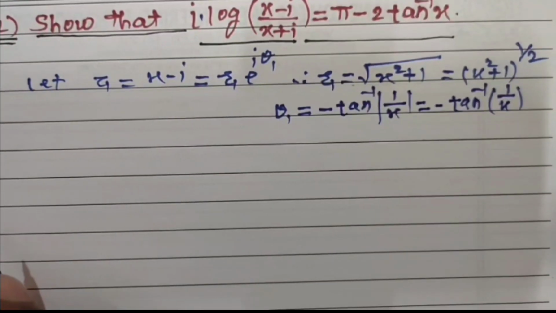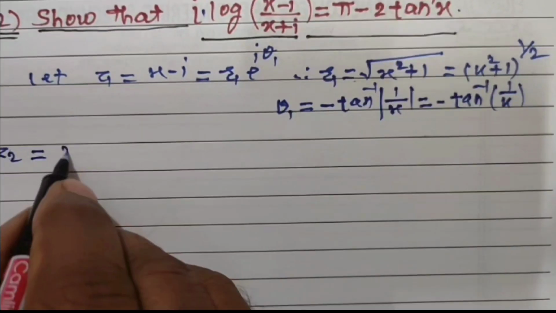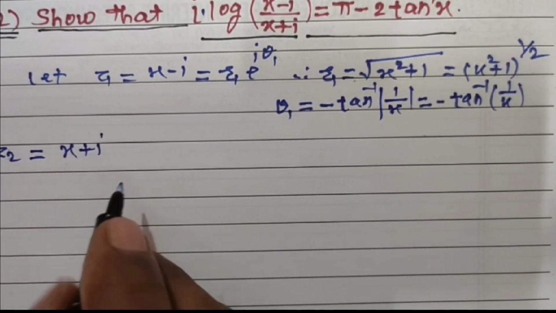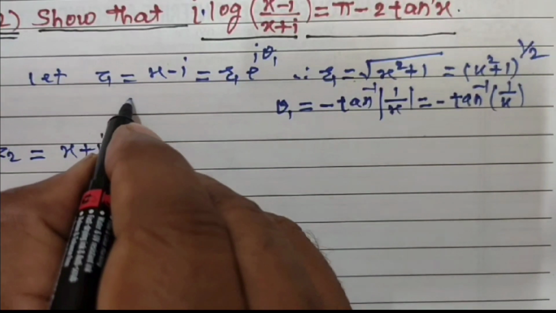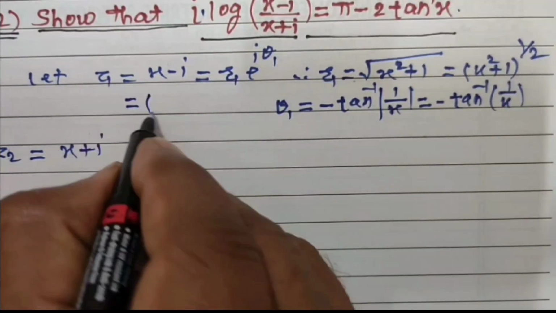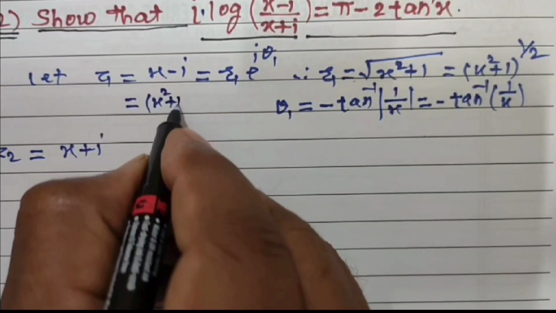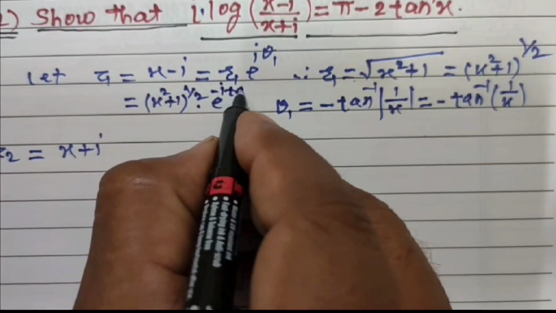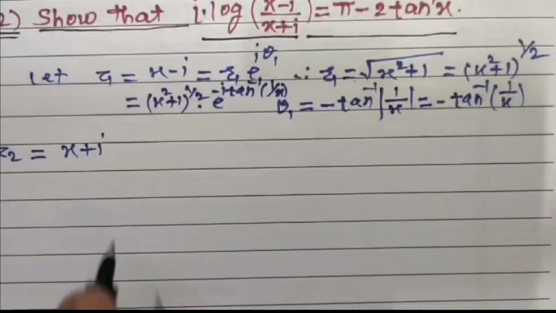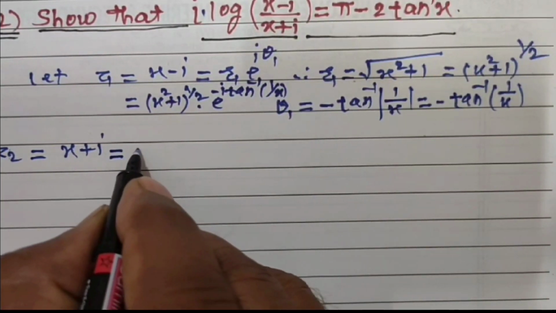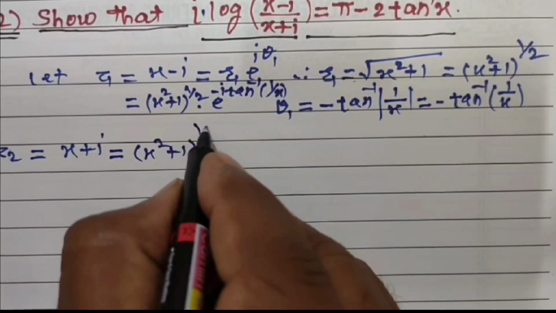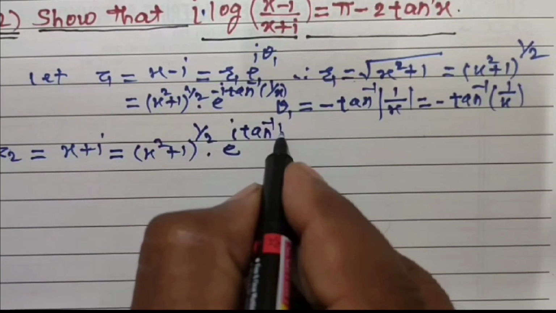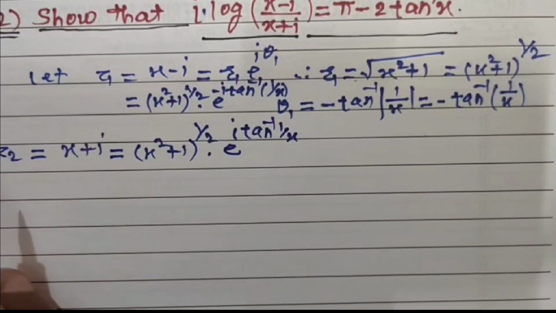Now let us assume z2 is equal to x plus i, and you know, z1 and z2 are conjugates of each other. So directly we can write z1 is equal to r1, this one, x square plus 1 to the power half, and e to the power minus i tan inverse 1 upon x. Similarly, x plus i can be written as x square plus 1 to the power half into e to the power plus i tan inverse 1 upon x. Okay, these are z1 and z2.